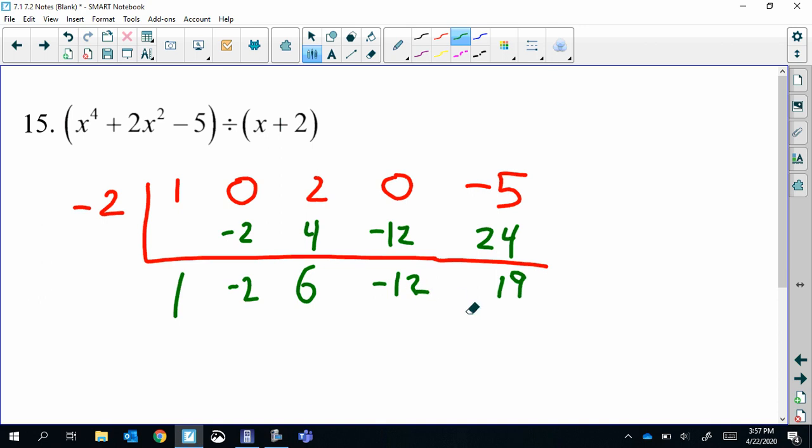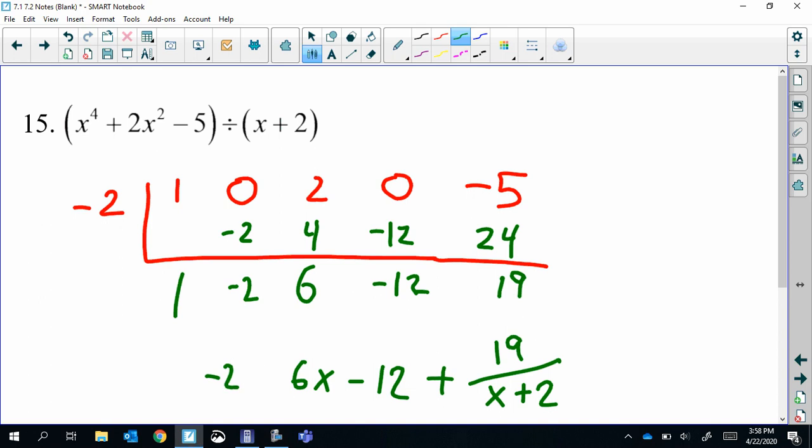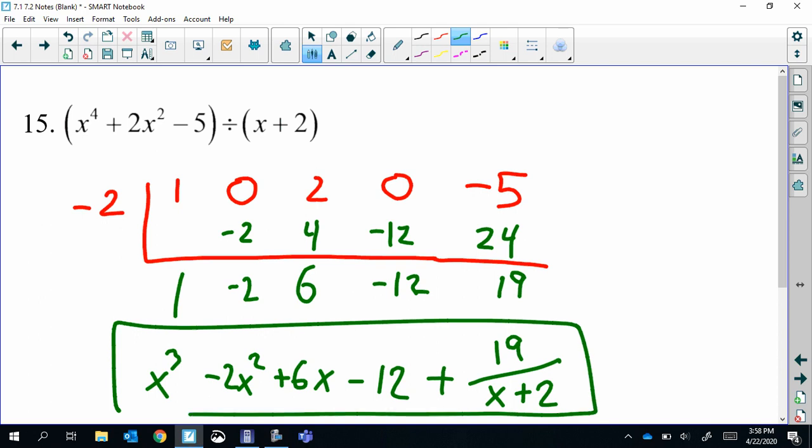Now we build it back up into our polynomial, so that 19 gets the divisor. We write it as a fraction over x plus 2. And then this would be our constant. This would be our linear term, so this gets an x. Next we go x squared. That was a positive 6. And then this gets the x cubed, just the next power up, so 1x to the 3rd. Just build your polynomial back up from the right to the left, just like that.